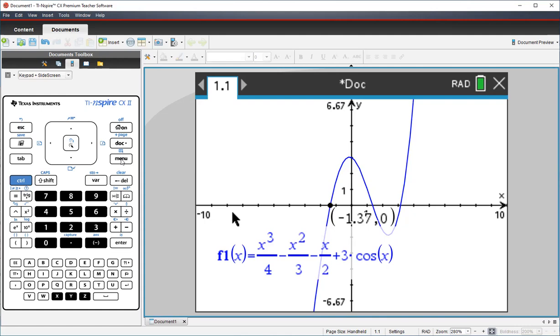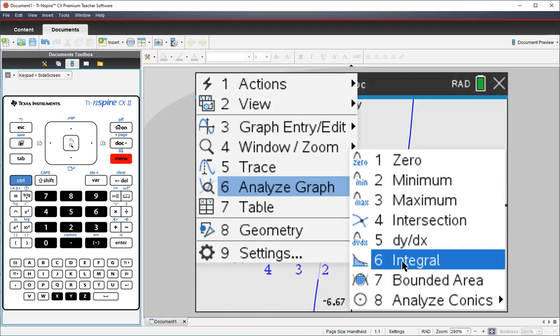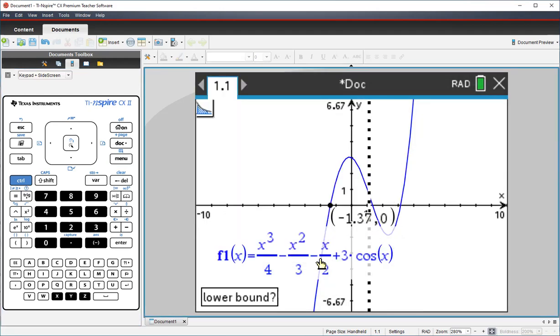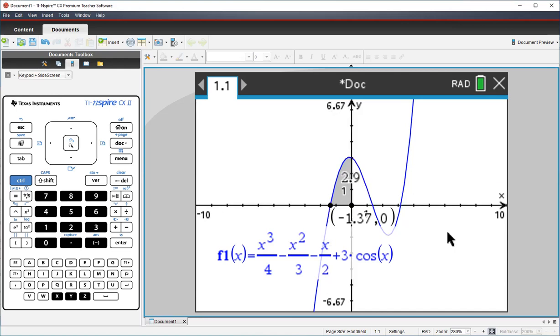And so doing that, we're going to analyze graph again, and we're going to find an integral. And they want us to choose the lower bound and the upper bound. Now that we've got that point, we want to make sure we select where it says intersection point, and the other one is going to be at 0, and it'll lock in there. It's the intersection point of the x-axis and the y-axis. So when we put that in there, the area that we get is this 2.9 right here. It's not a lot of precision, but it'll be good enough for the work we need to do.